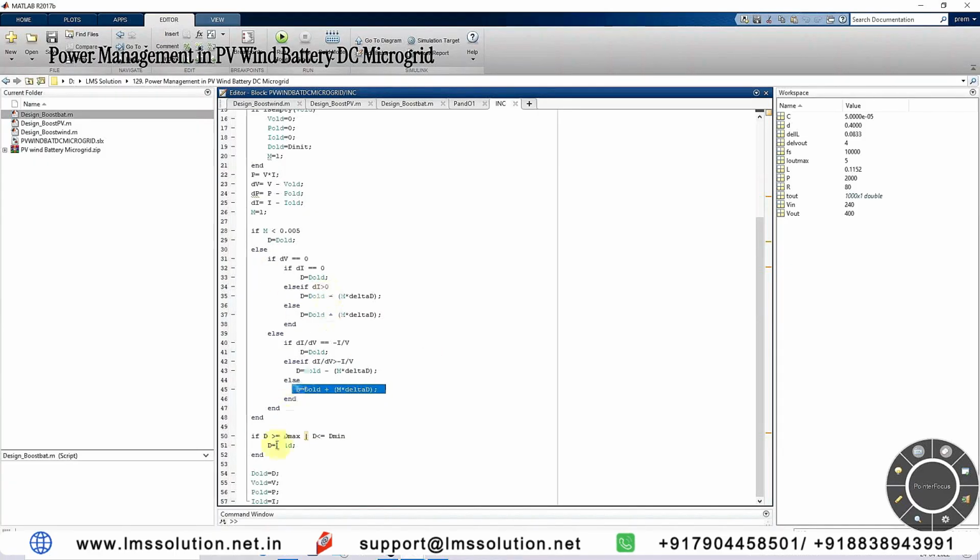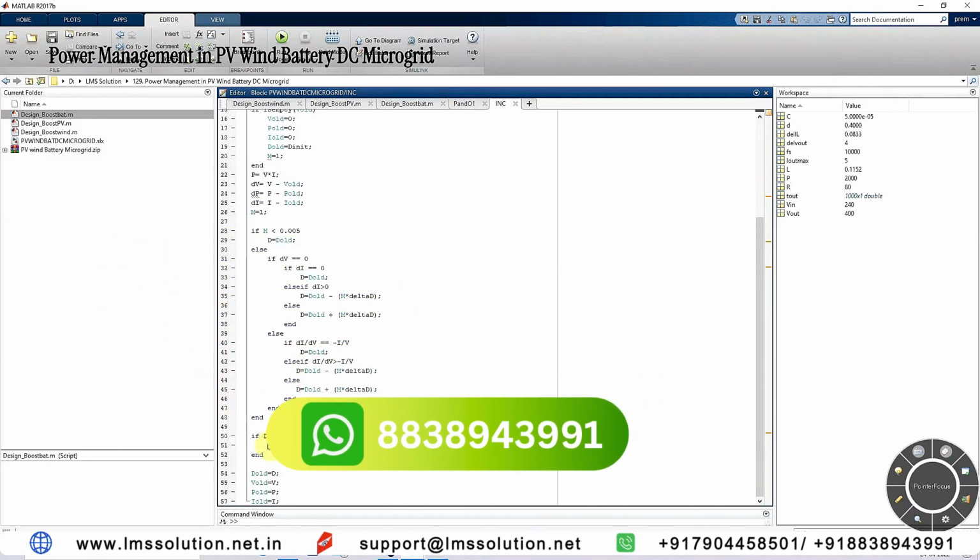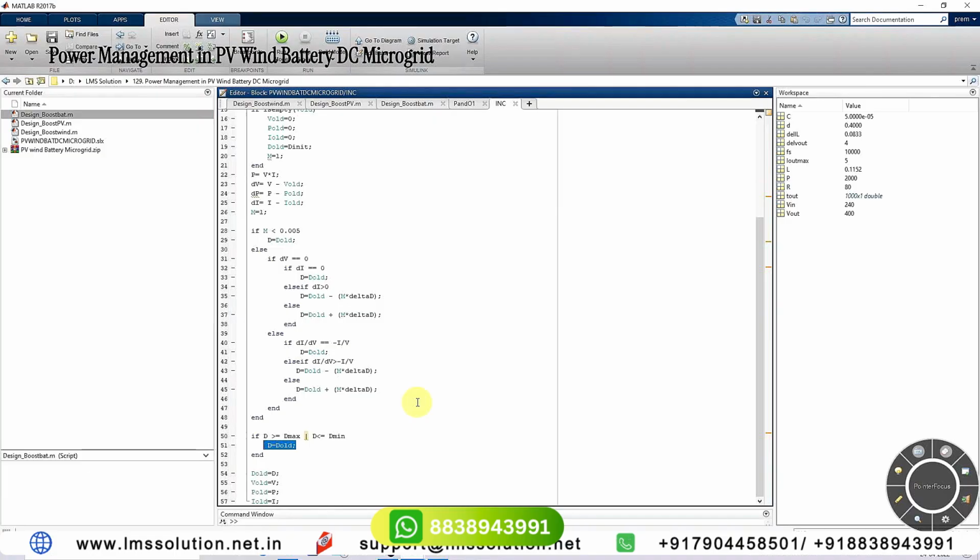After doing this, you have to check whether the value of the duty cycle is between D max and D minimum. If it is within D max and D minimum, no problem. You have to use that duty cycle from the incremental conductance MPPT. Otherwise, you have to set the duty cycle equal to the old duty cycle. Here you have to replace the previous instant duty cycle, voltage, power and current with the current duty cycle, voltage, power and current. Keep on executing in order to get the maximum power from the PV panel.